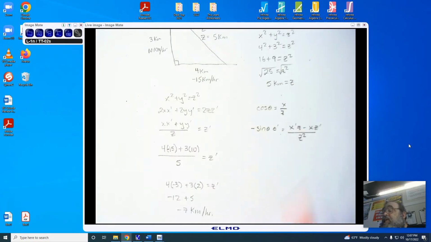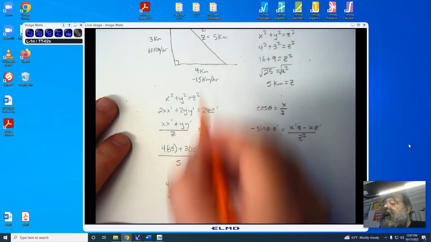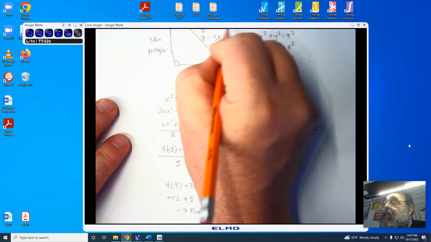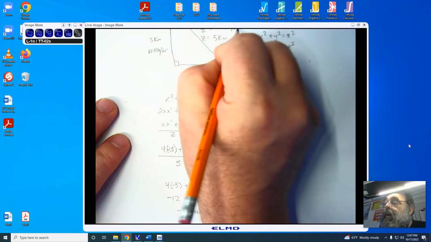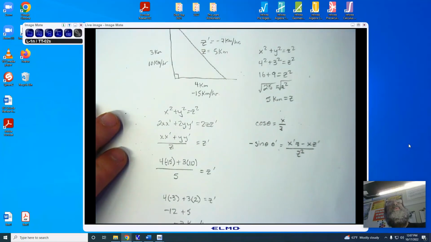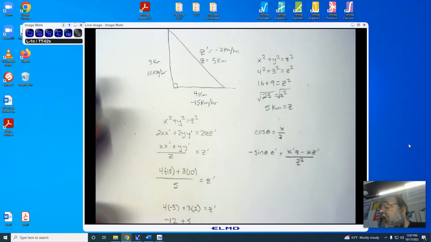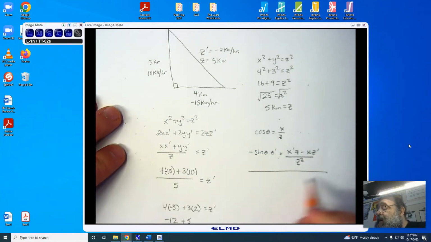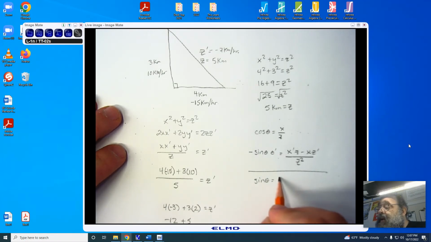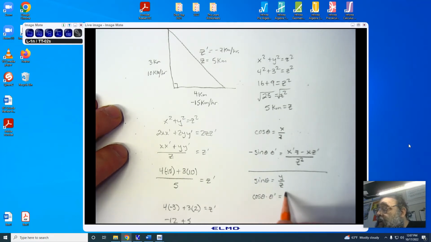And now I'm going to use the information that I found already. I know z prime is negative 7 kph, kilometers per hour. I know x prime is 5 kilometers per hour. I know x, I know y, I know x prime, I know y prime. So let's assume for the moment that I wanted to use sine of theta. Sine of theta is now going to be y over the hypotenuse. So I have cosine of theta times theta prime equals y prime z minus y z prime all over z squared.